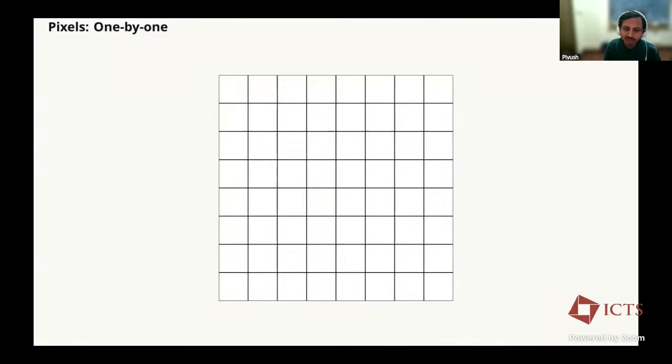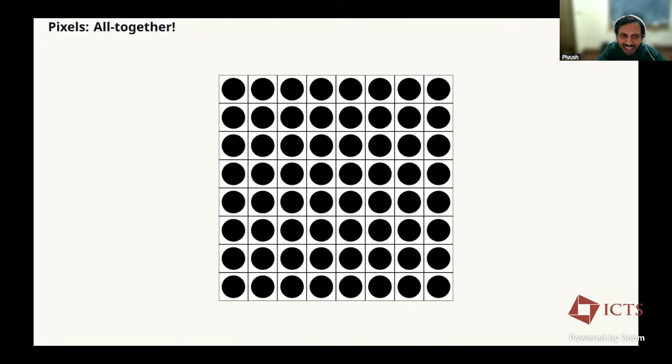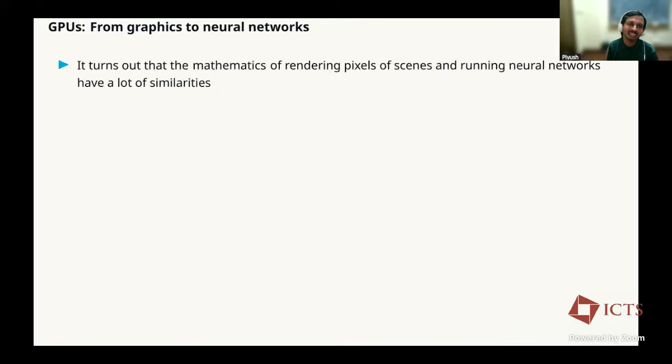GPUs are basically advanced versions of these things. Their main goal is that instead of doing things pixel by pixel, you notice that the kind of calculations that go on can handle many pixels at the same time. The same kind of computation is happening on many pixels at once. The important thing people realized is that the mathematics of rendering pixels of scenes and the mathematics of running neural networks have a lot of similarities.